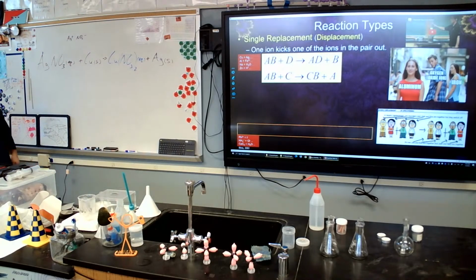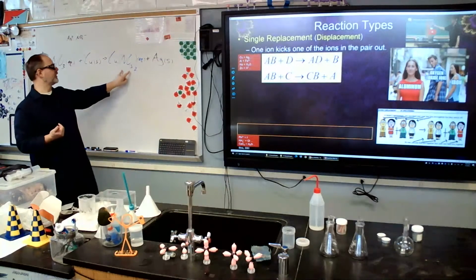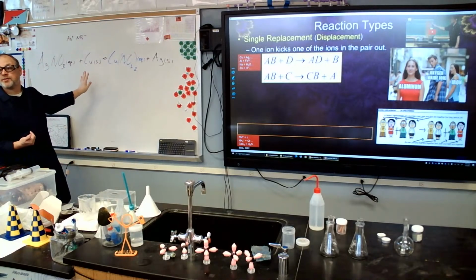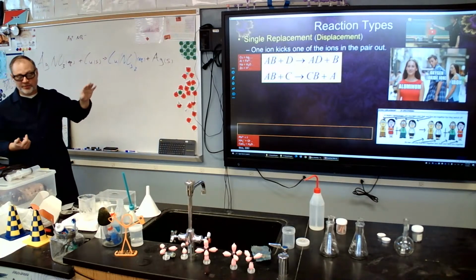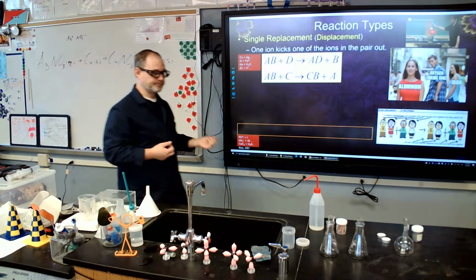Is that balanced? No. Why do you say it's not balanced? Because there's 6 oxygens and 2 nitrates on the right, and then half of that on the left. Yeah, so you've got a single nitrate on the left and 2 nitrates on the right, so this is not balanced. So what I'd like you to do is take a minute or two and balance it.